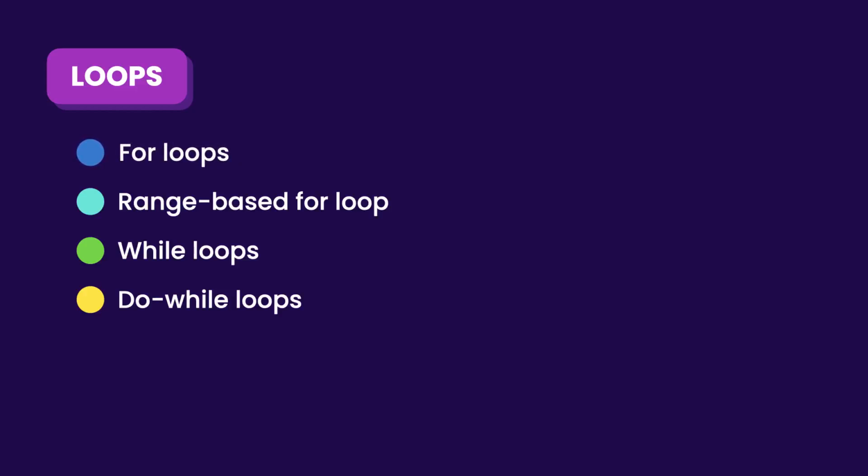want to execute something. We use range-based for loops in situations where we want to iterate or loop over a range of values, like when we have an array or a string. And we use while and do-while loops in situations where we don't know ahead of time how many times we want to repeat something.